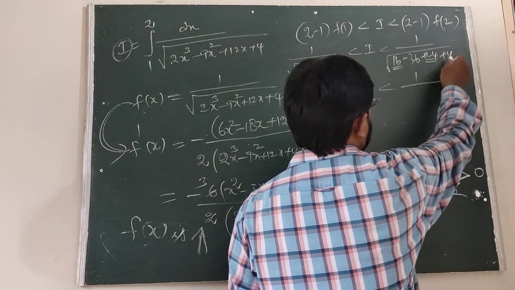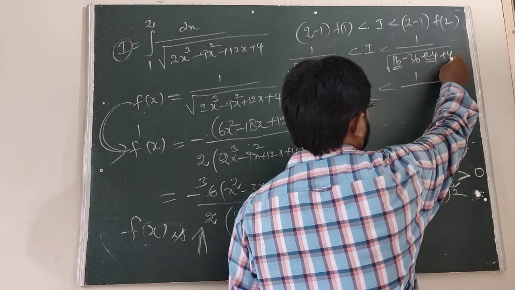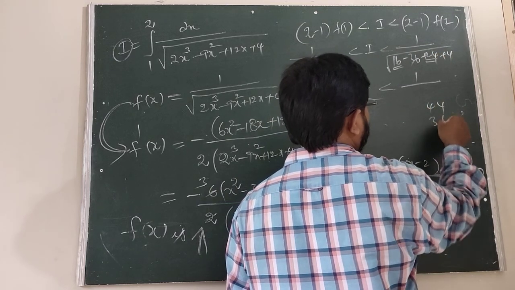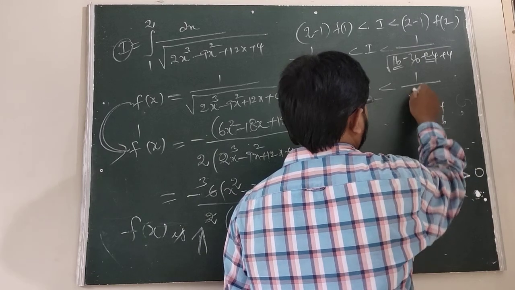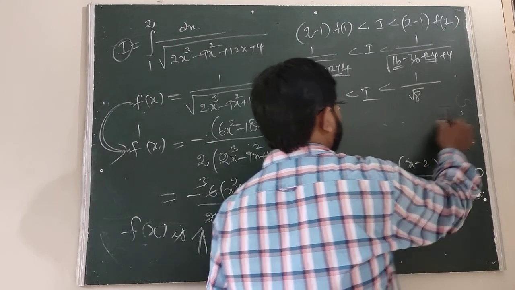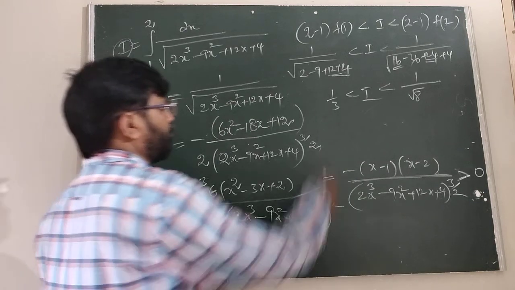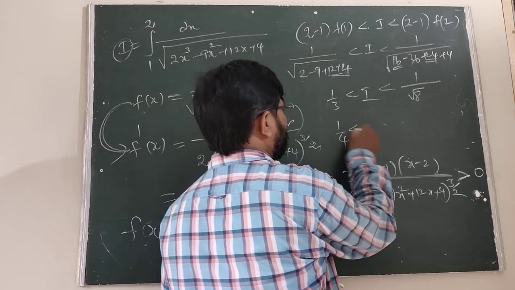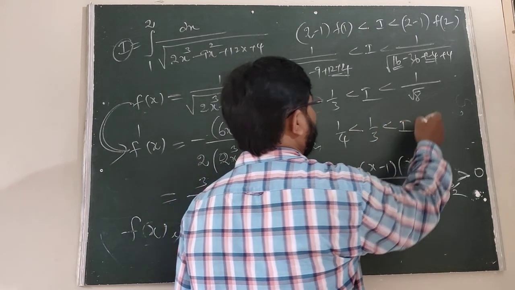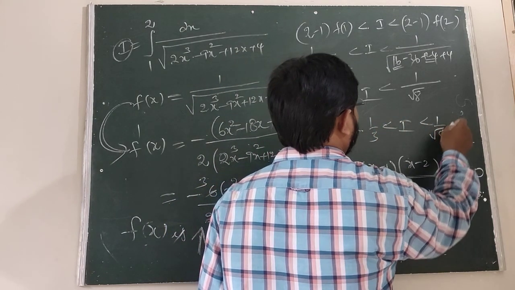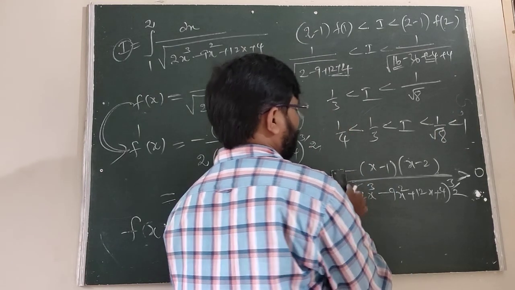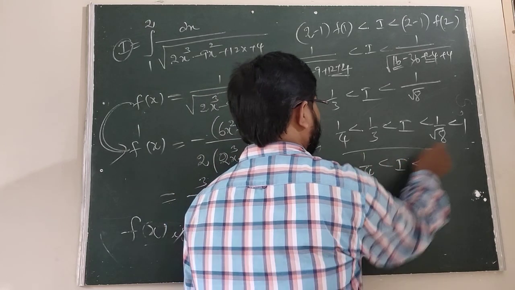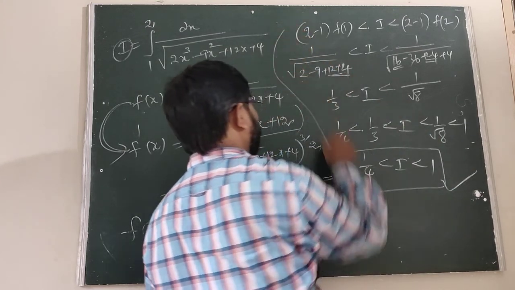24, first 16 plus 4 is 20, 20 plus 24 is 44, minus 36, this is 8, root of 8. All of you listen here, the option is given that 1 by 4 is less than 1 by 3, less than 1 by root 8, which is also less than 1. So we can write the answer: 1 by 4 less than I less than 1. This is our required solution.